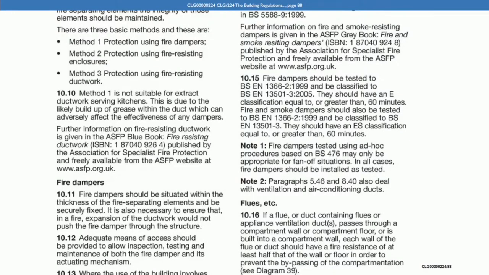Then let's go to paragraph 10.15 of ADB. So back to ADB, CLG 50224 at page 88. And if we look at 10.15, it sets out something about fire dampers, and it says, fire dampers should be tested to BS EN 1366 part 2 1999 and be classified to BS EN 13501 part 3 2005. They should have an E classification equal to or greater than 60 minutes. Do you see that? Yes. So that's the Approved Document B definition of fire dampers again, or it's telling you what standards fire dampers have to be tested to. Yeah, I think it's referred to from a note or a paragraph further up, isn't it?